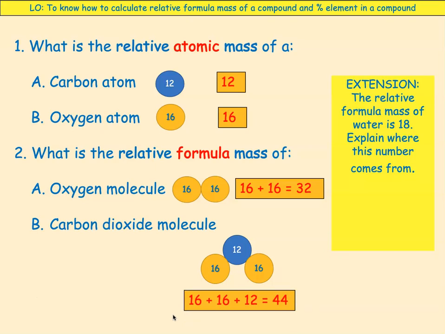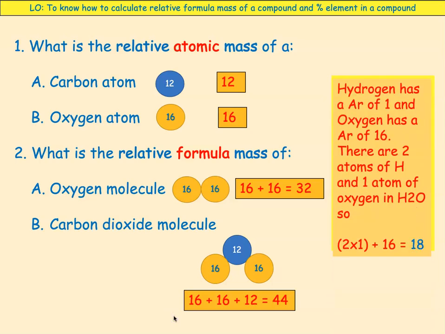The relative formula mass of water is 18. Explain where this number comes from. So H2O. Hydrogen has a relative atomic mass of 1. Oxygen has a relative atomic mass of 16. There are 2 atoms of hydrogen and 1 atom of oxygen in H2O. So 2 times 1 plus 16 gives us 18.